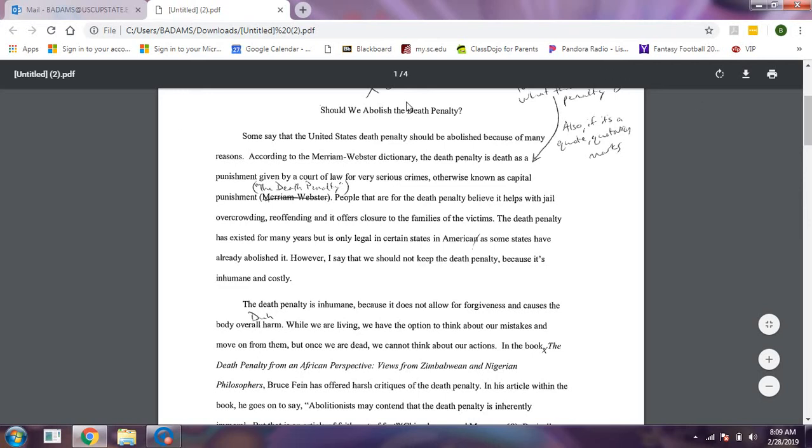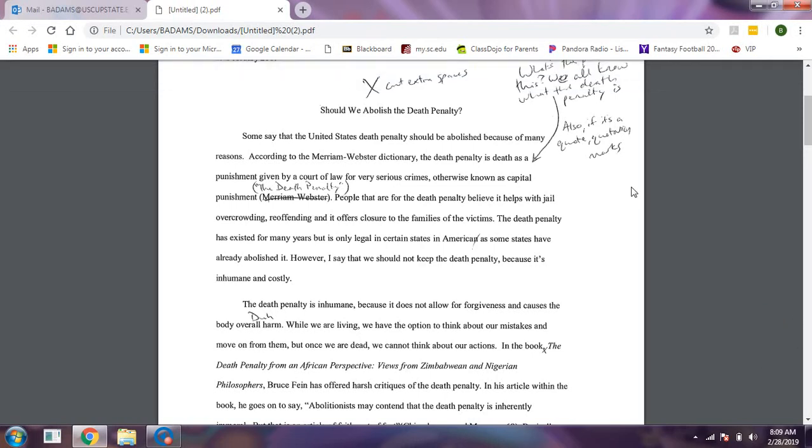So starting off, should we abolish the death penalty? I don't know. This is not really a debate over whether or not we should abolish the death penalty. This is supposed to be a refutation of somebody's claim. So we're already off to a sketchy start. Some say that the United States death penalty should be abolished because of many reasons. That's kind of a pointless sentence.